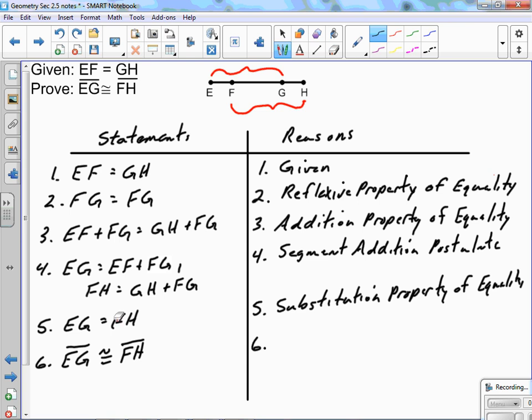And the reason we will use there is definition of congruent segments. All right, so anytime we need to switch between two segments being congruent or equal, this is basically the rule we can use, definition of congruent segments, and that works if we're going from congruent to equal or equal to congruent. All right, so that finishes that proof.